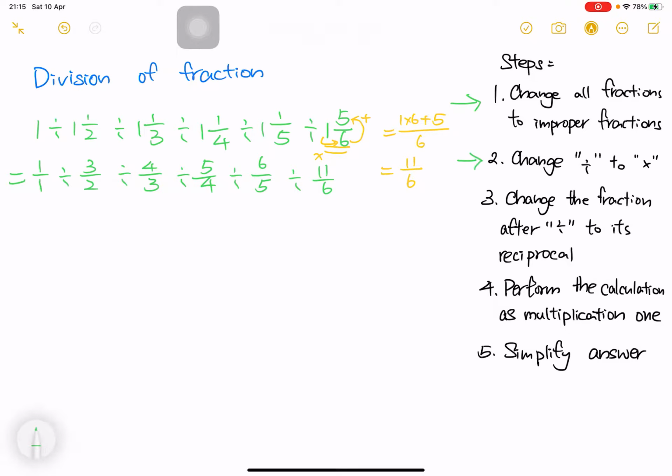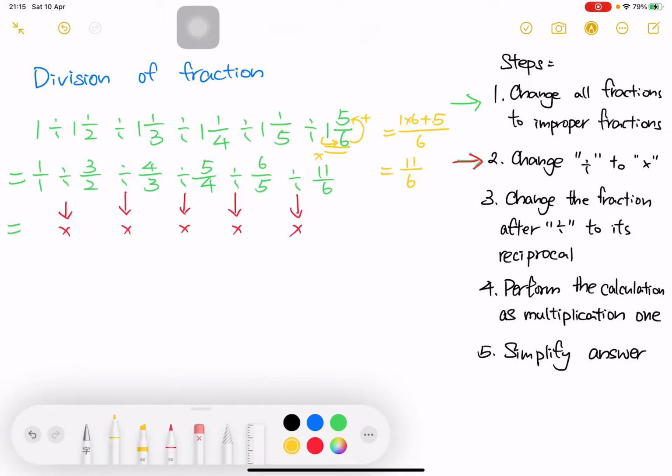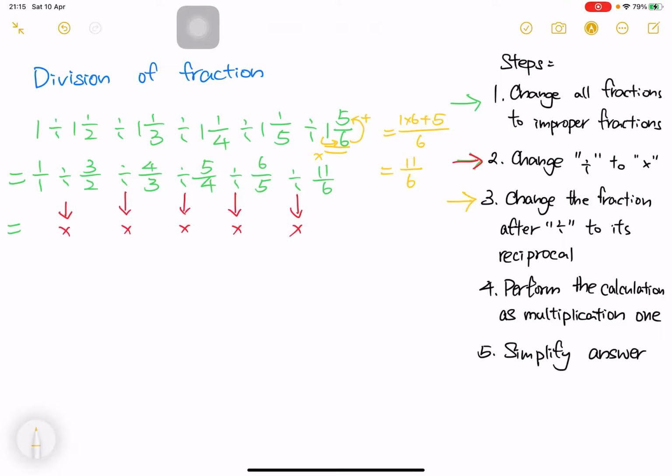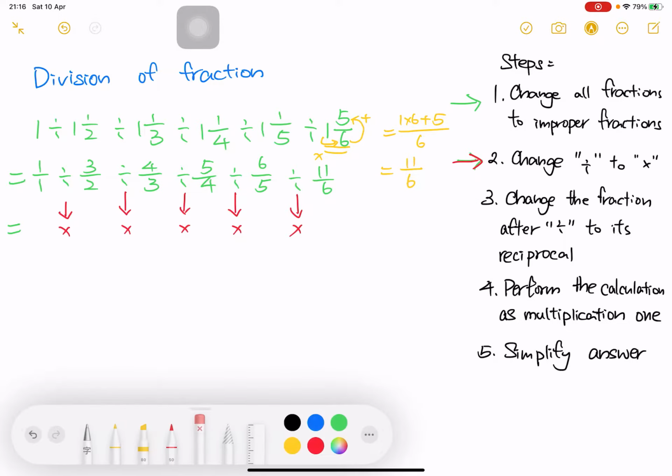And the next step, we have to change the division to multiplication. Alright, which means that I want to change the division to the multiplication. So I use the red one, I change to multiplication. Alright, I change all the division parts to multiplication. That is the second step here. And the next part, I have to change the fractions after the division to its reciprocal.